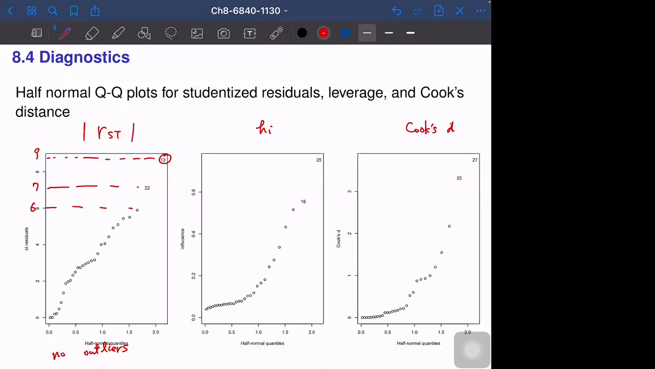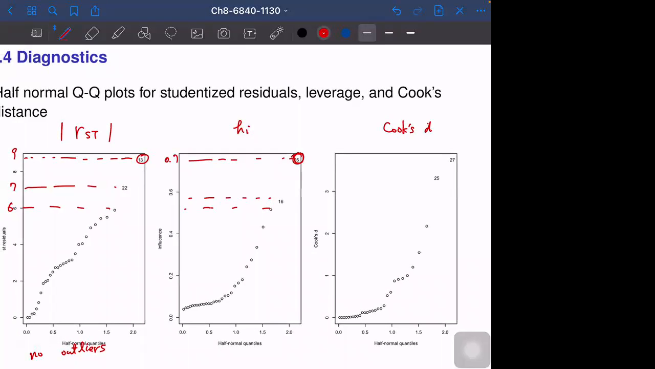And second, influence. The largest hi is 0.7, the second largest is about 0.5 or 0.6, and the third one 0.5, and so on. Possibly this observation, the 25th observation, is too large. It has too large a hi, but probably not that extreme. Maybe we can check what happens for this 25th observation.